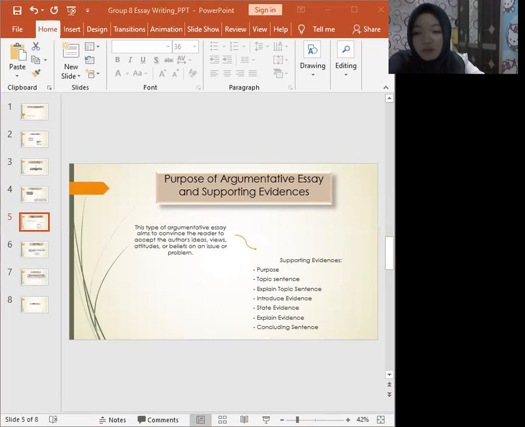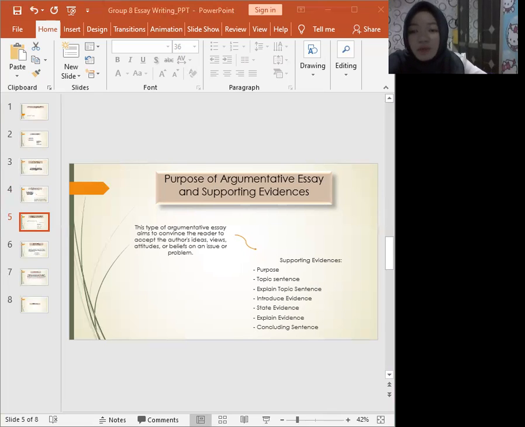Purpose of an argumentative essay and supporting evidence. This type of argumentative essay aims to convince the reader to accept the author's ideas, views, attitudes, or beliefs on an issue or problem. An argumentative essay will try to reveal the truth of an idea with a motive so that later the reader will eventually side with the author and do something based on the opinion contained in the essay. And then supporting evidence. They are: 1.